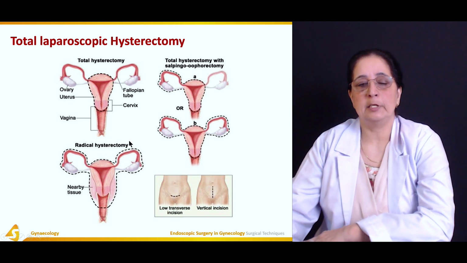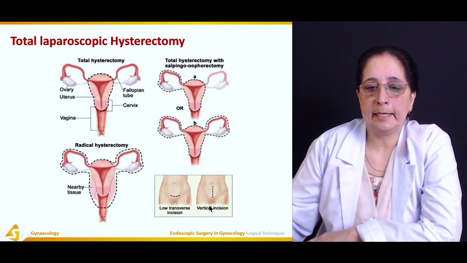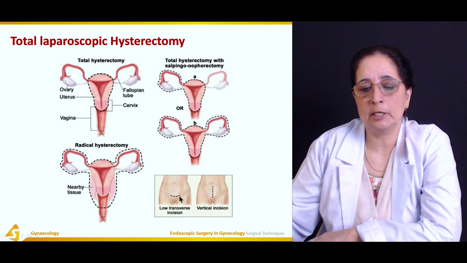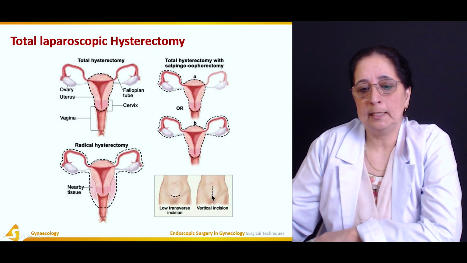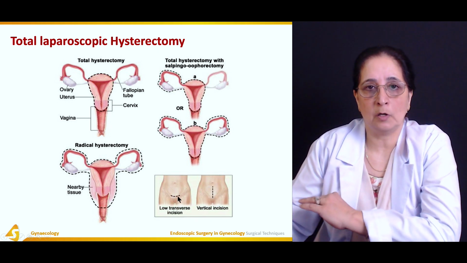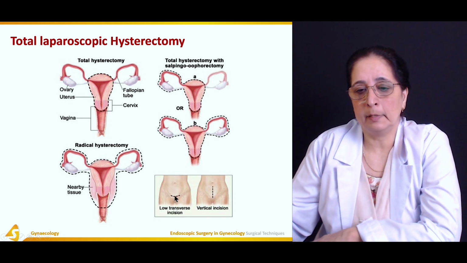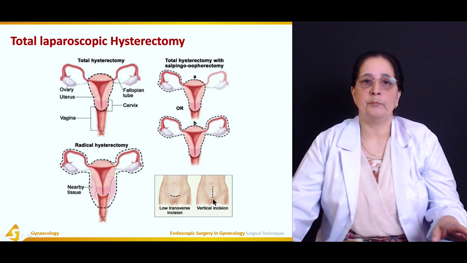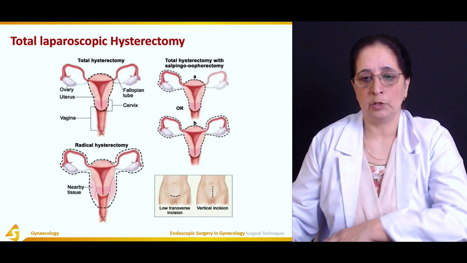Two types of incisions are done to perform hysterectomy. It can be a low transverse incision, this one, or it can be a vertical incision. Low transverse incision is preferred because it's lower and less visible, instead of a vertical incision. But if a more extensive procedure is performed, then a vertical incision is usually preferred.